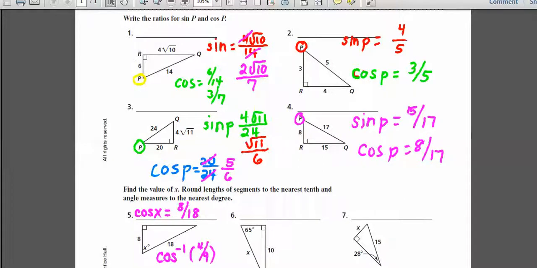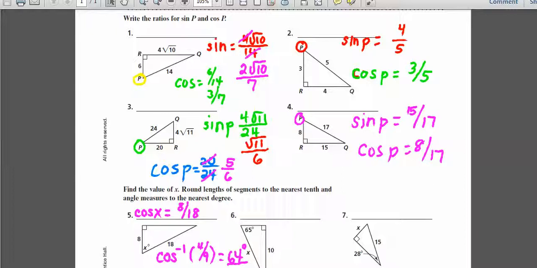So what this says is, if you type this into your calculator, you're going to get the angle that has 4 over 9 as its cosine. Okay? So if I type that into my calculator, I got 63.621, but it says to round angle measures to the nearest degree. I'm going to go ahead and just round that to 64 degrees. Make sure I put up my little degree sign. Again, type this in your calculator and you should get 64.